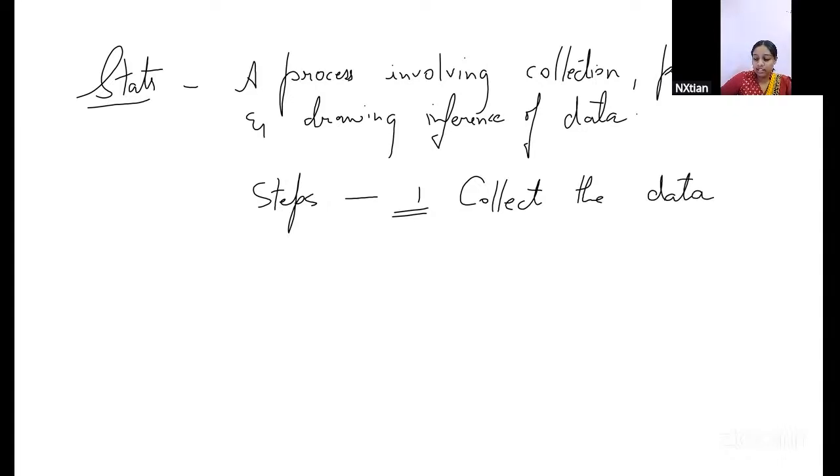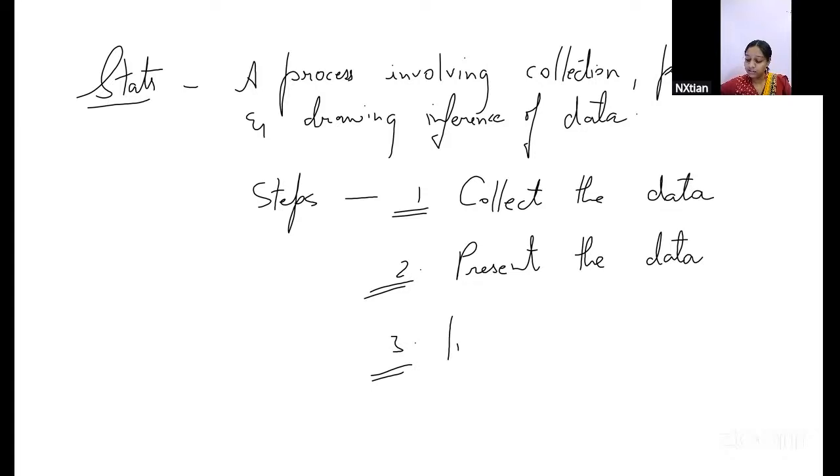Then the second step is we present the data. Now I have taught you to make pie charts and graphs, right? Pie charts and graphs are an example of presentation of data. The frequency table is an example of collection of data. Then presentation of data is pie charts and bar graphs. The third step that comes is inference. Drawing inference means analyzing. But it says analysis of data before. Yes, that.